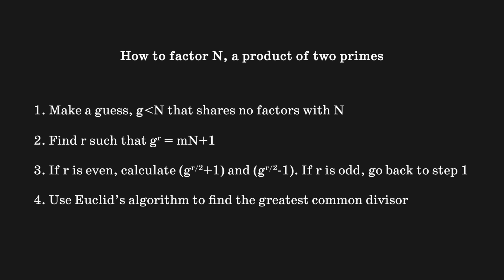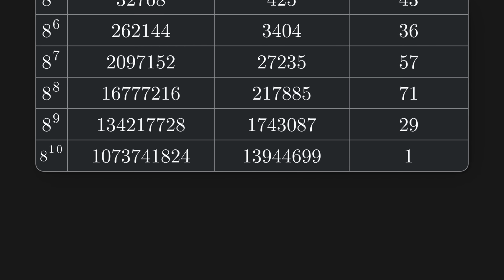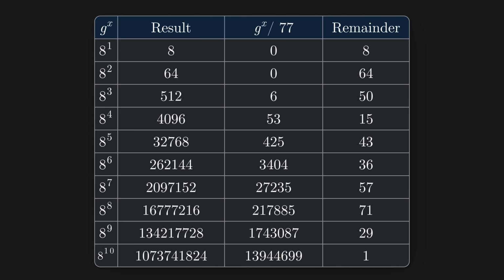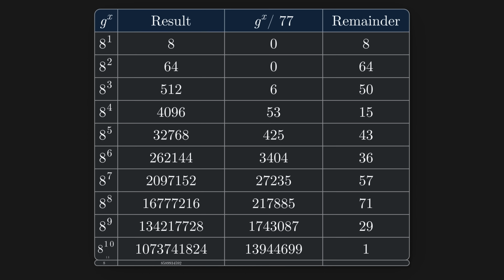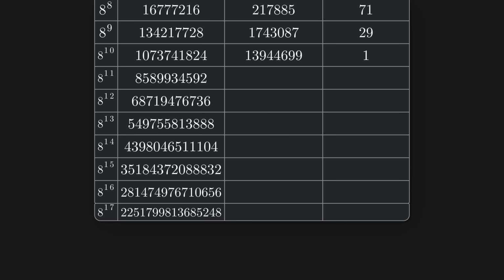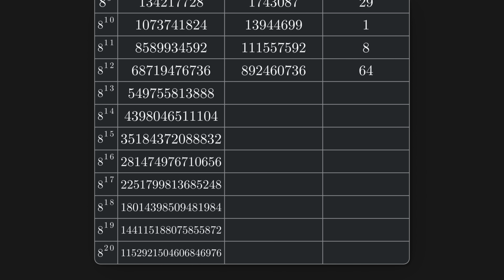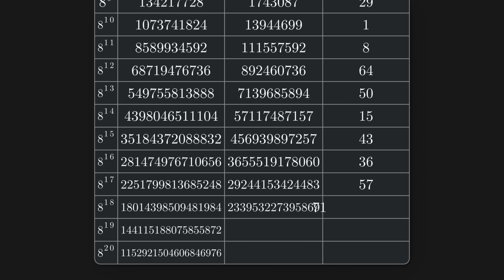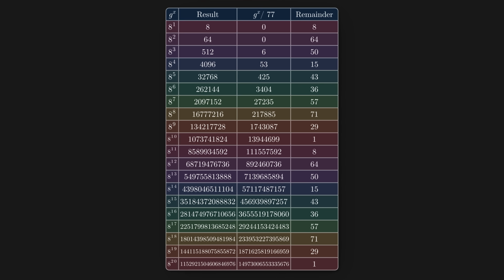The key process that a quantum computer speeds up is step 2, finding the exponent you raise g to equal one more than a multiple of n. To see why, let's go back to our example where 8 to the power of 10 is one more than a multiple of 77. Watch what happens to the remainders if we keep going past 8 to the power of 10, to 8 to the 11, 8 to the 12, and so on. Well, we get remainders of 8, 64, 50, 15, 43, 36, 57, 71, 29, and again, 1. The remainders cycle, and they will just keep cycling.